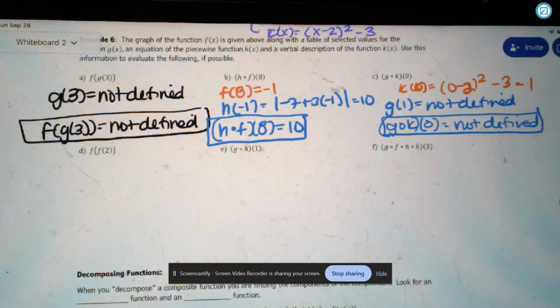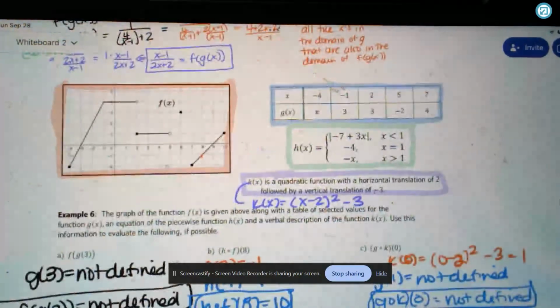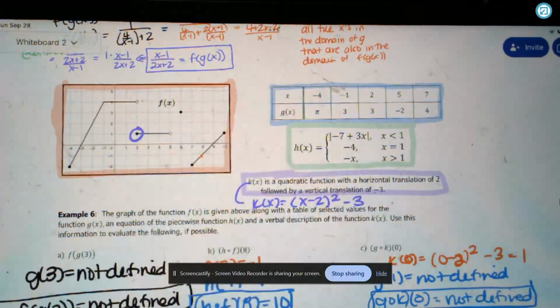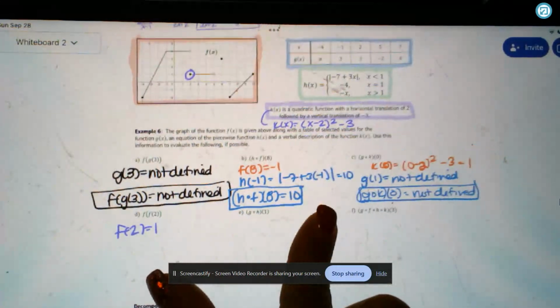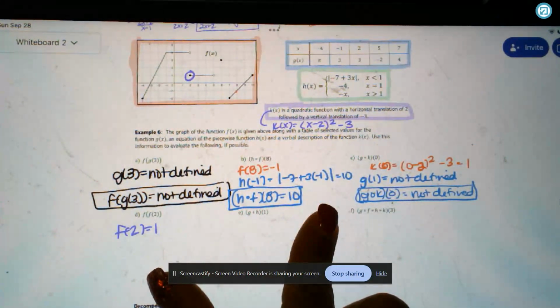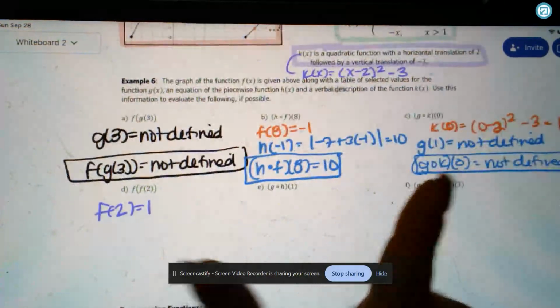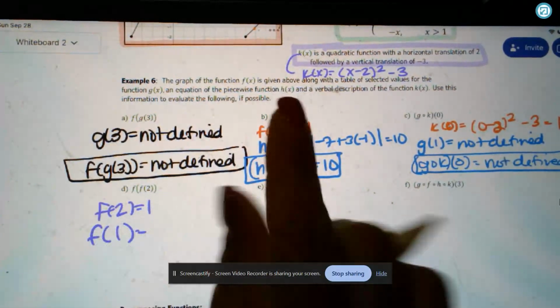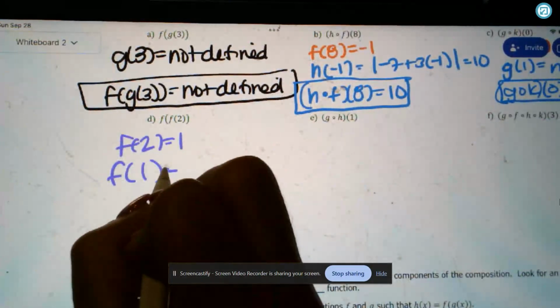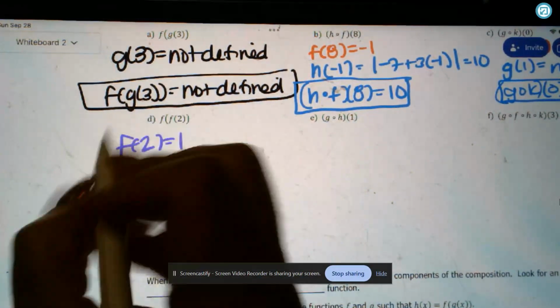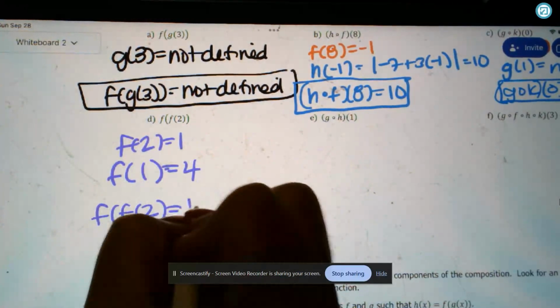All right, let's look at f of f of 2. So f of 2 is 1. Then f of 1 takes us all the way up here to 4. So f of 1 is 4. Therefore we can say f of f of 2 equals 4.